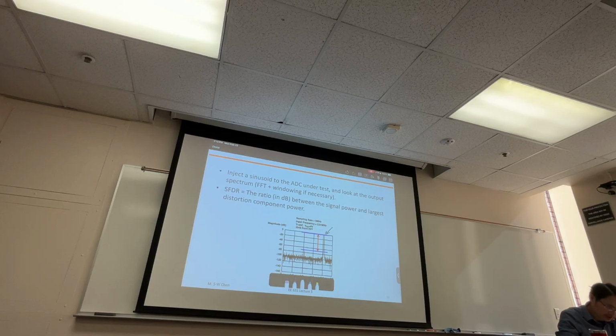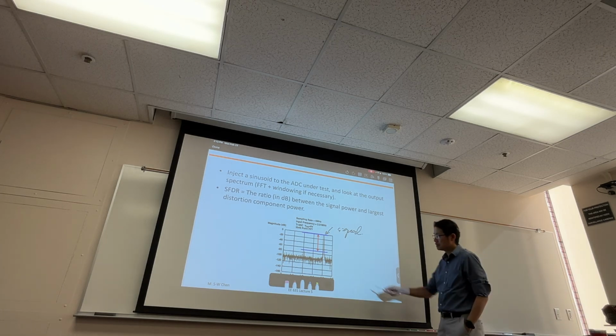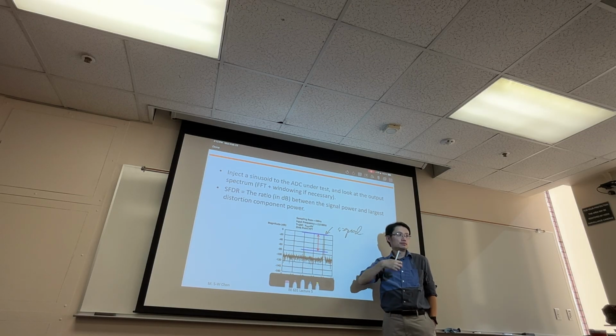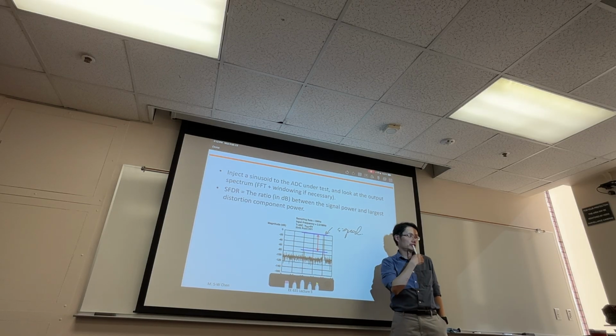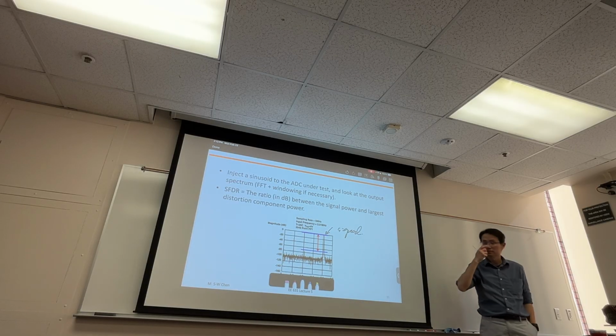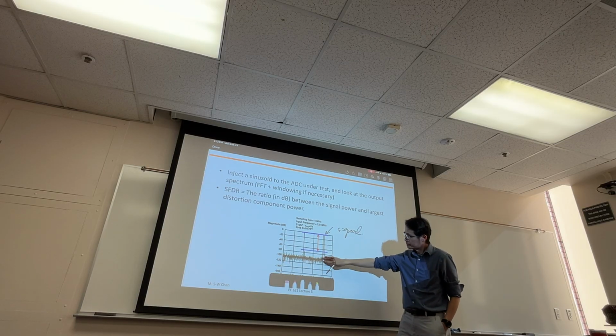This is your signal. What else do you see? You see the noise floor. That noise floor is coming from, let's say, quantization noise. It can be thermal noise, flicker noise, so basically noise from the circuits. Most likely it's thermal noise.